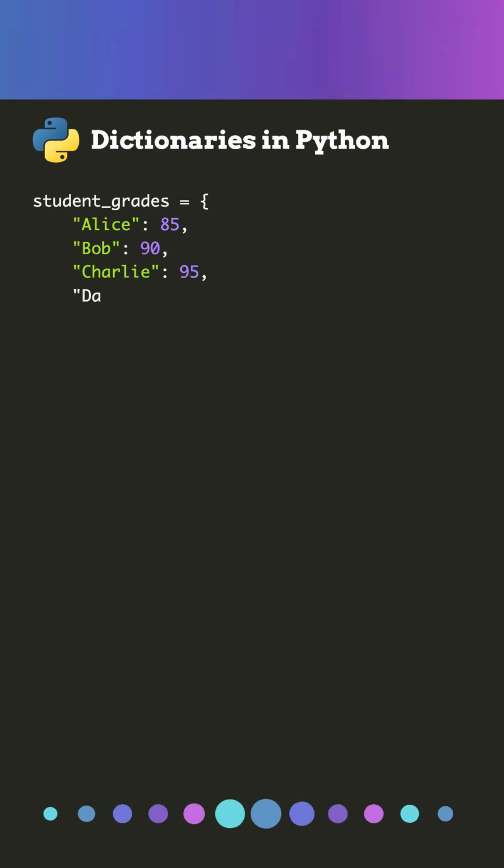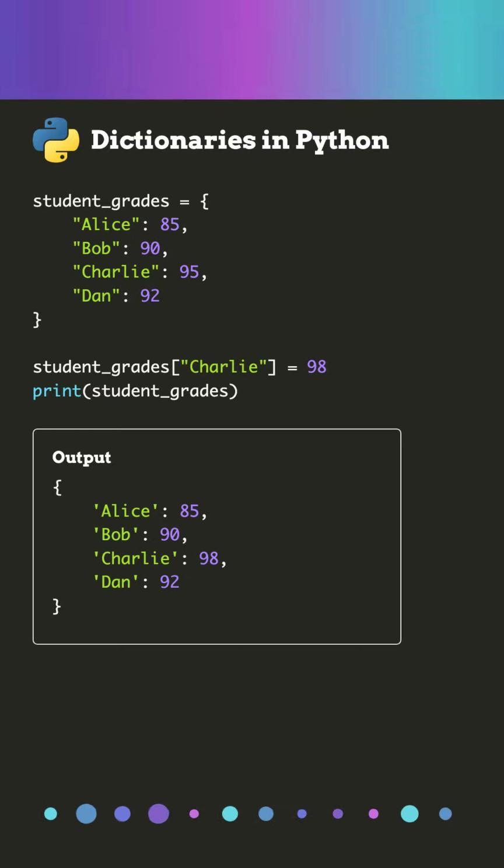You can also modify an existing value by reassigning it. Let's say Charlie just aced a test, so his grade is now 98.